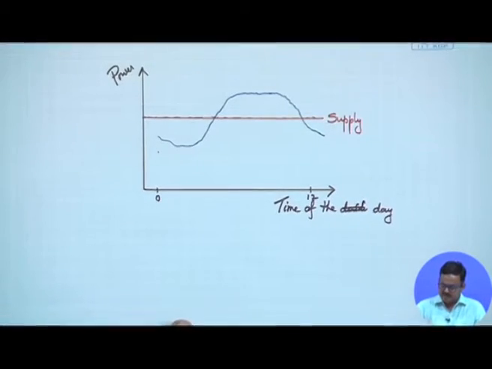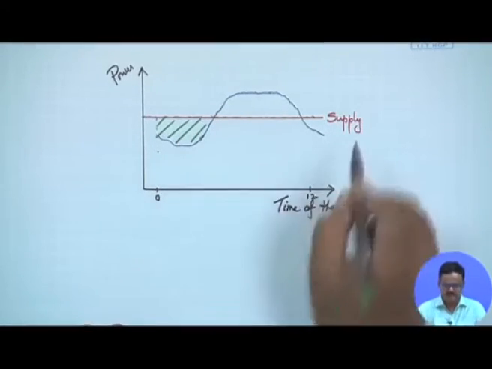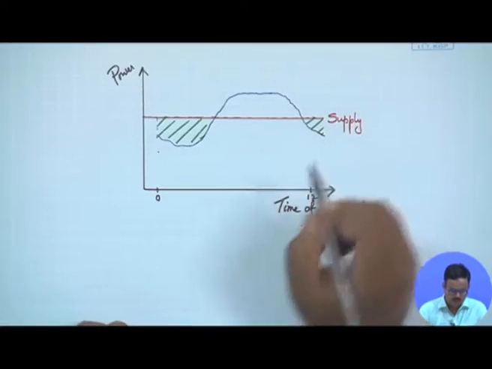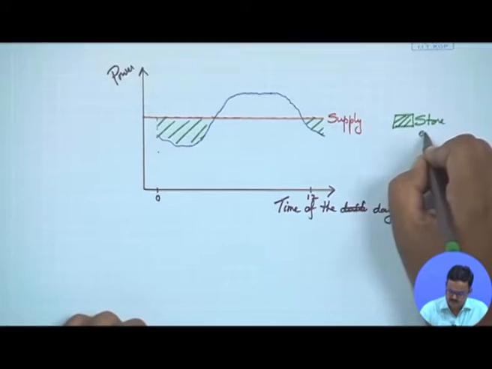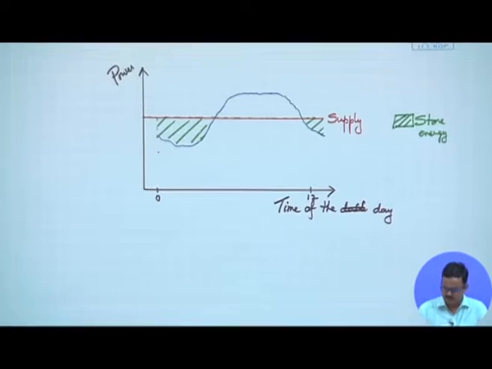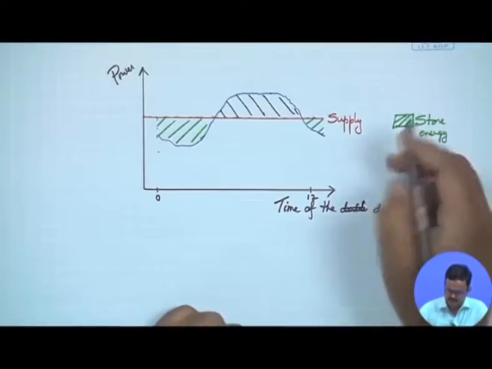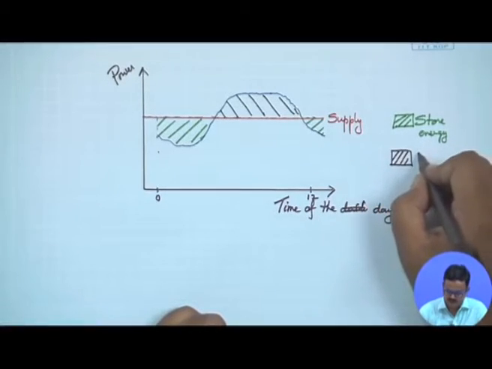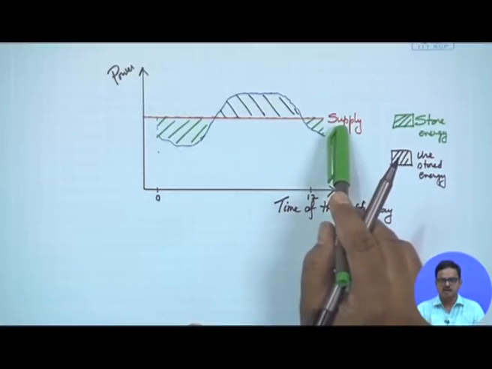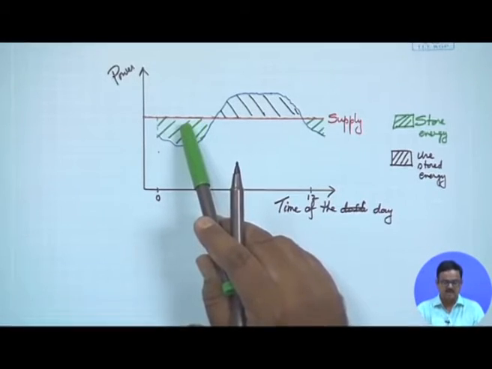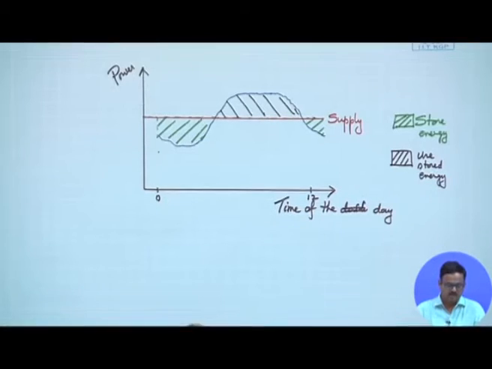Okay. So, what happens? This part is where the demand is less than supply. So, what can I do? I can store. So, I would store energy, and this part I would say is use stored energy. Okay. So, what it means is I have a steady supply which during off peak hours is more than what I need. Therefore, the additional supply that I have will be stored and will be used during the peak hour when the supply is less than what I need. Clear? So, this is how it is done.